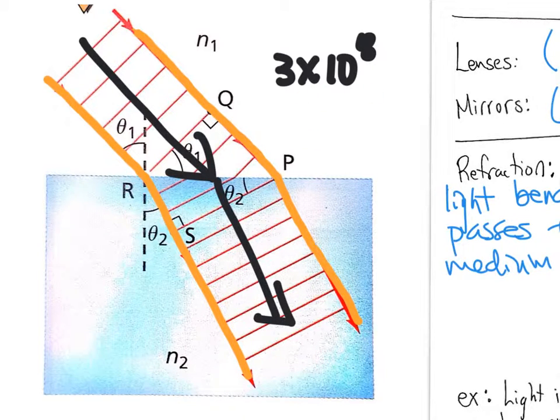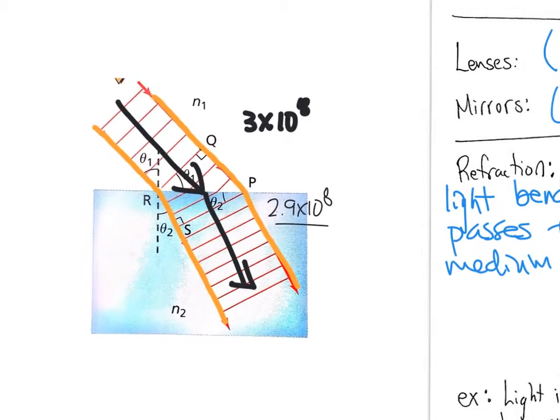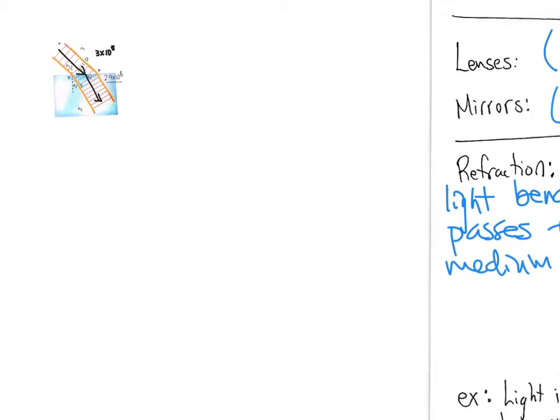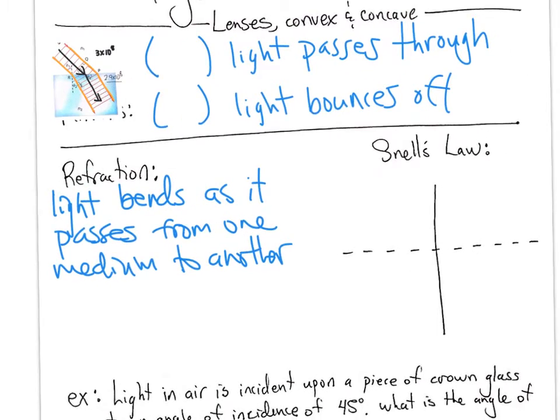So let's say that's 3 times 10 to the 8th meters per second. In this medium, it might be something like 2.9 times 10 to the 8th meters per second. And what that would mean is that because it's going slower in the water, it's going to bend as it passes through. Okay, so brief explanation there of refraction and why it happens.